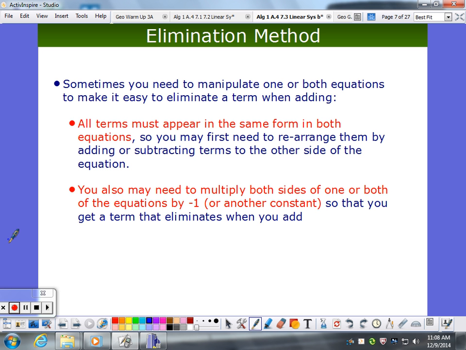Okay? Now, it does say here sometimes you need to manipulate. You're with me? Yeah. What does that mean, manipulate? Change it around, right? One or both equations to make it easy to eliminate. So, I mentioned this before. They have to look the same. If you have y equals something x plus a number, it has to be y equals something x plus a number. Same format, okay? Yes?